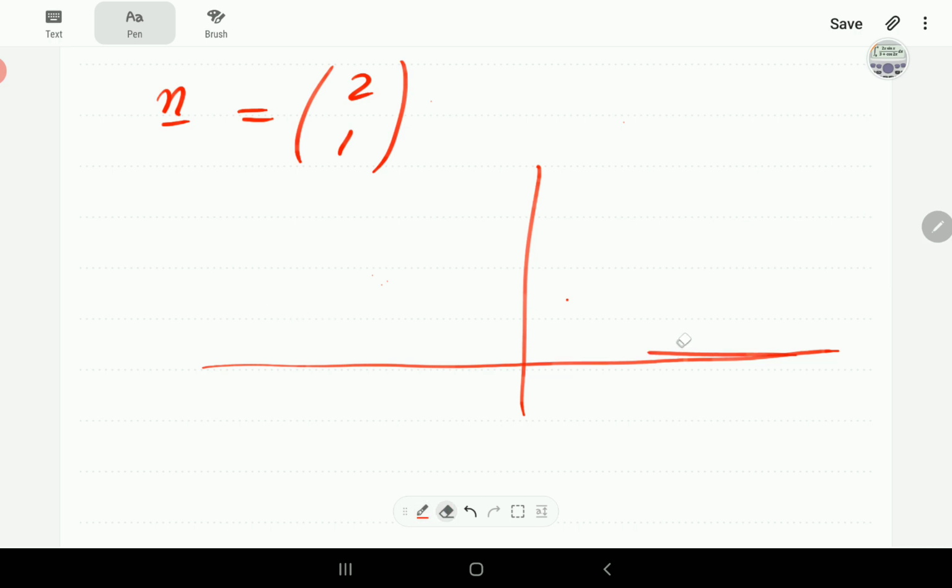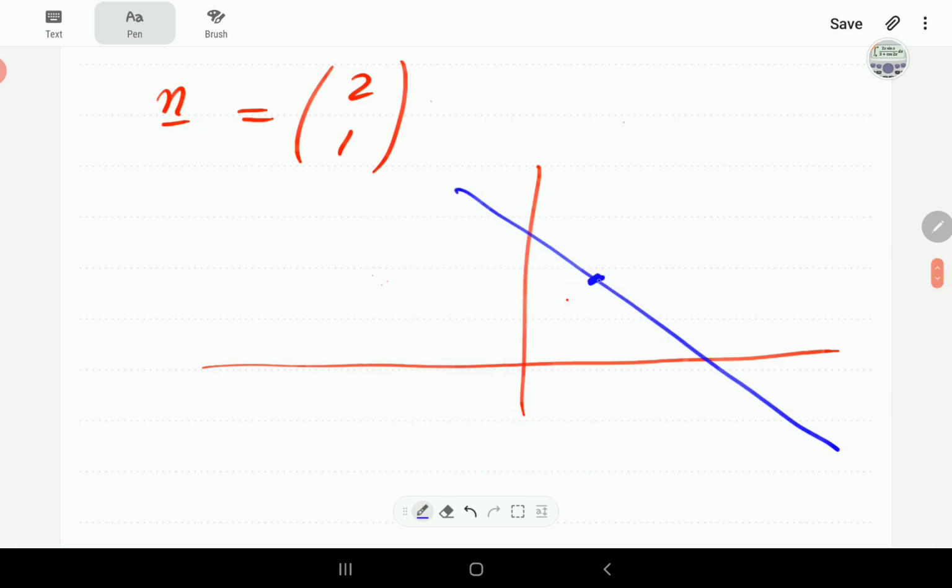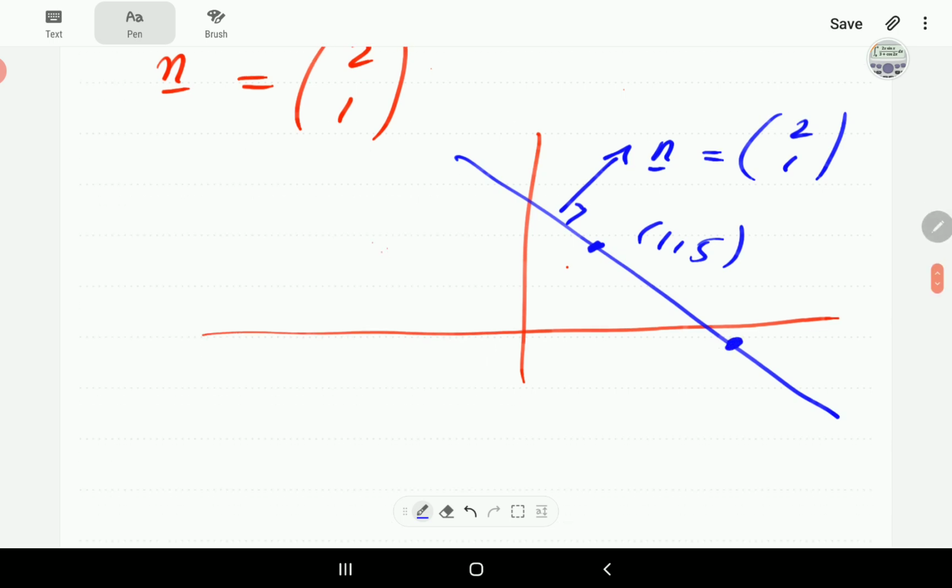Okay, so what this means is that there is our line, that is (1, 5), and a vector n, which is a multiple of this, is going to be perpendicular to our line. Now we can get an equation for this line by doing the following. We're going to take any point on the line, we're going to call it (x, y). Now any vector connecting (1, 5) and (x, y).